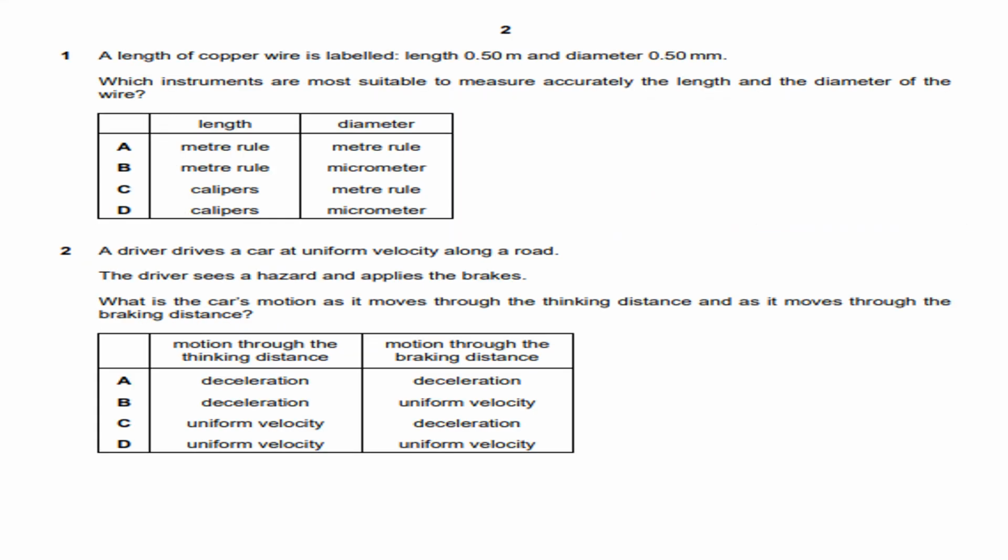Number 1. A length of copper wire is labeled length 0.50 meter and diameter 0.50 millimeter. Which instruments are most suitable to measure accurately the length and the diameter? So here length 0.5 meter, so you need a meter scale. Any one of these two meter scales. And diameter 0.50 millimeter, so you need a micrometer. So first meter rule and micrometer, so this answer is correct.